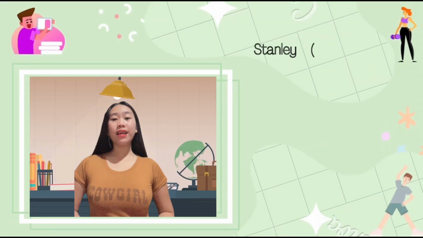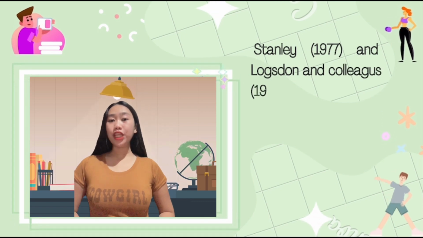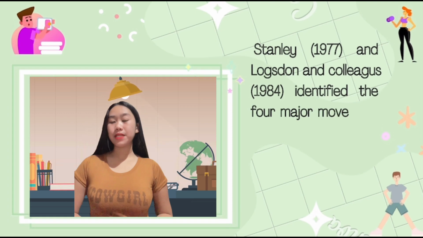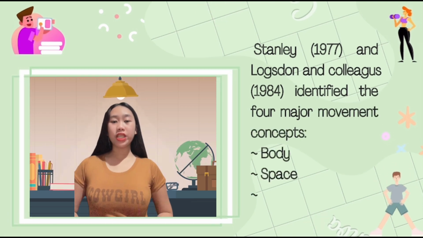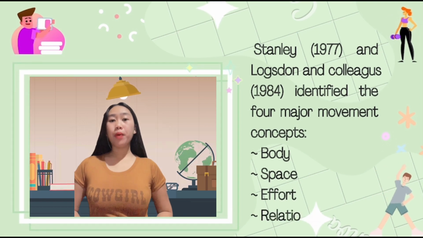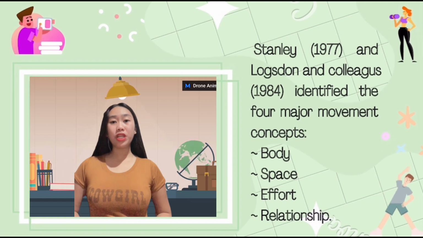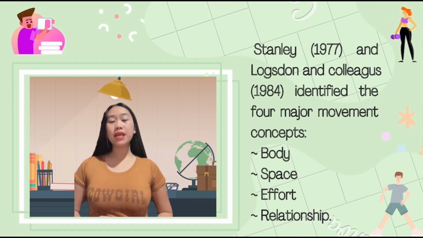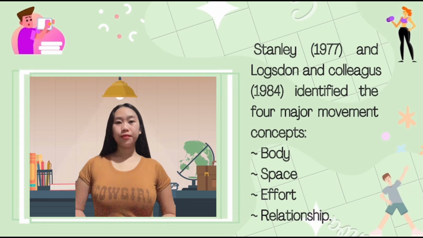So Stanley 1977 and Logsdon and colleagues 1984 identified the four major movement concepts. First, body, representing the instrument of the action. Second, space, where the body is moving. Third, effort, the quality with which the movement is executed. And lastly, relationships, the connections that occur as the body moves with objects.